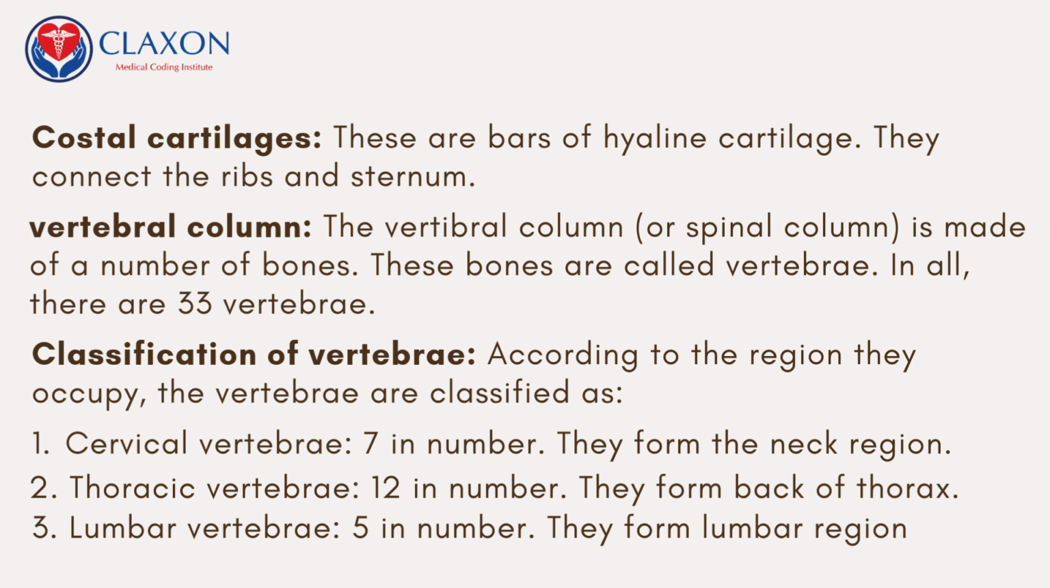Classification of vertebrae, according to the region they occupy, the vertebrae are classified as 1. Cervical vertebrae, 7 in number. They form the neck region. 2. Thoracic vertebrae, 12 in number. They form back of thorax. 3. Lumbar vertebrae, 5 in number.